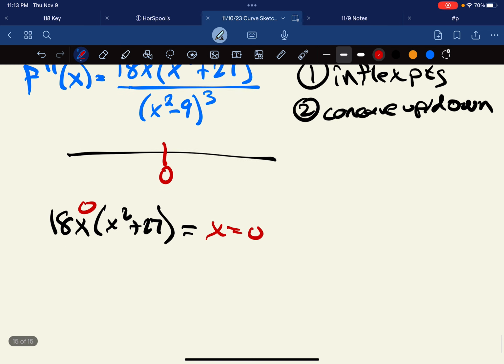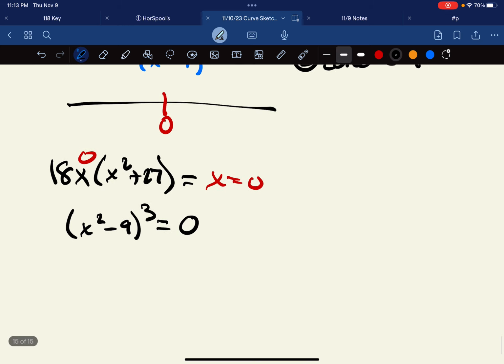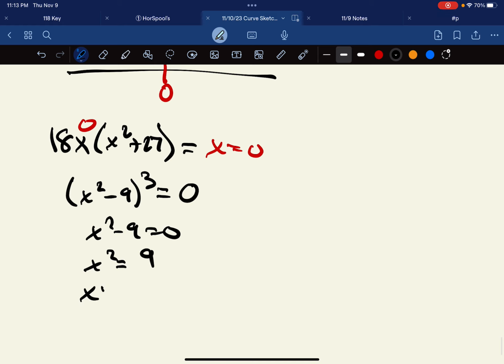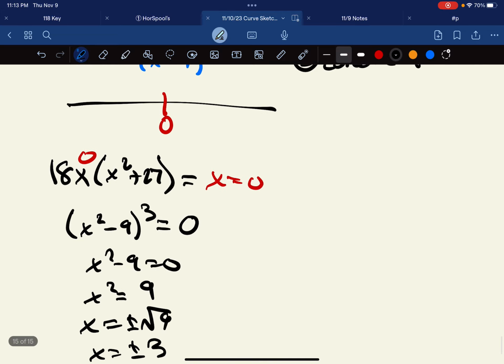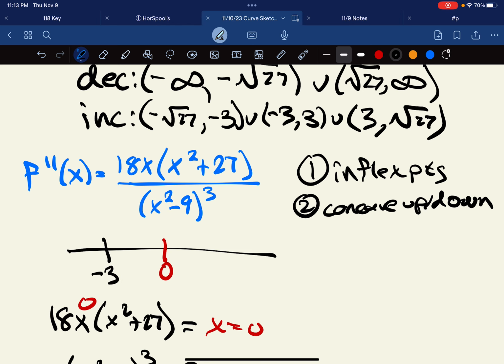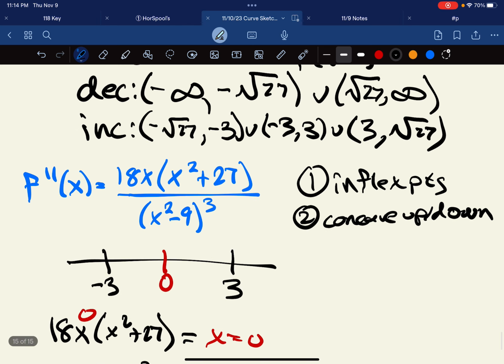And then our denominator, we can set that equal to 0. x squared minus 9, cubed, equals 0. So we can take the cube root of both sides. We get x squared minus 9 equals 0. x squared equals 9. So we're going to have x equals plus or minus the square root of 9. So x equals plus or minus 3. Fantastic. So we're going to have negative 3 and we're going to have 3. And this is going to be the points on our sign chart.